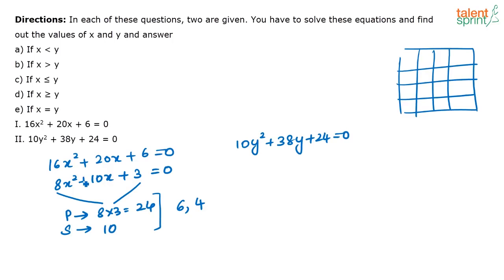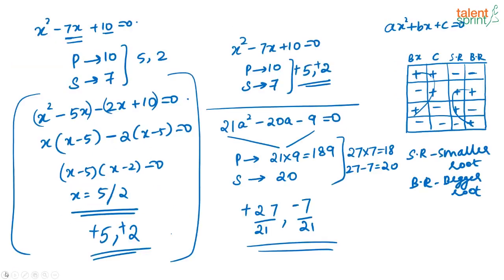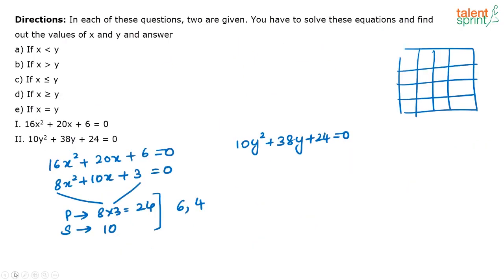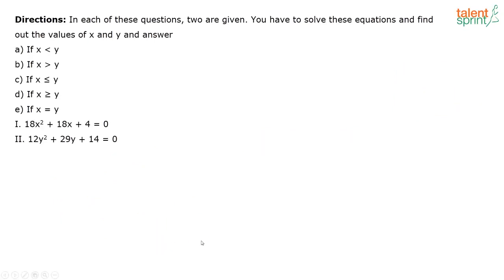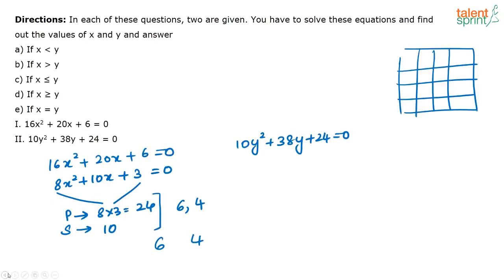So the sign before bx is plus and the sign before c is also plus. So if it is plus plus, both the roots are going to be negative. Correct? Now before I write down 6 and 4 as the root, remember here the coefficient of x squared is 8. Correct? So you have to divide your answers by 8. So that will be the correct root.